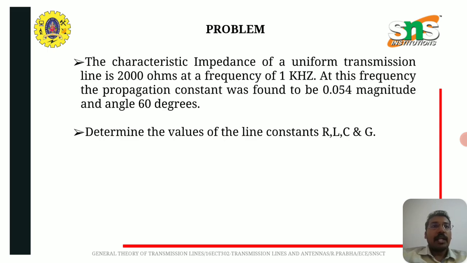Problem. The characteristic impedance of a uniform transmission line is 2000 ohms at a frequency of 1 kHz. At this frequency, the propagation constant was found to be 0.054 magnitude and angle 60 degrees. Determine the values of line constants R, L, C and G.